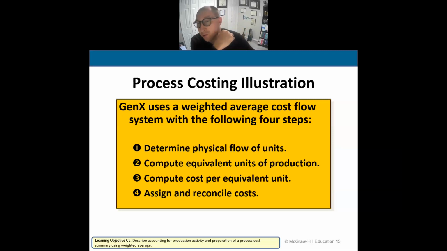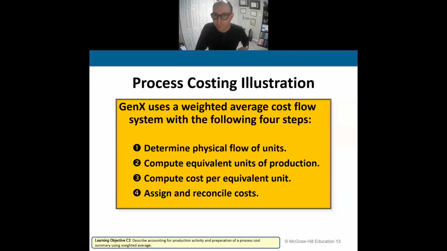The first thing you need to do is figure out the physical flow of the units. Physical flow of the units is the number of units, right? Bottles of water, flowing through the process. The molding department, to the filling department, to the packaging department, and then making its way to being a full unit, available for sale. So the physical flow of the unit goes from one department to another.